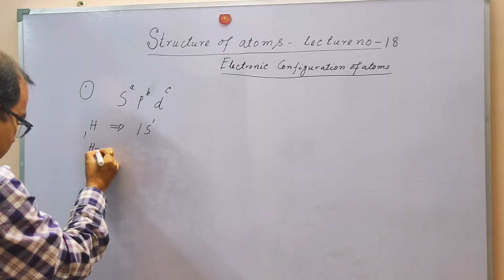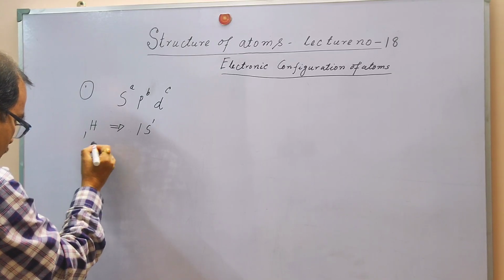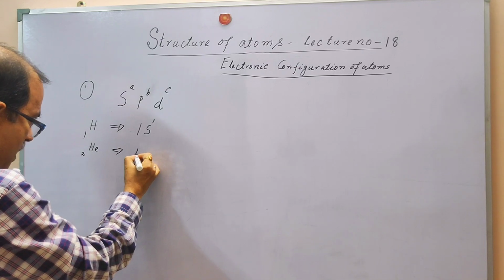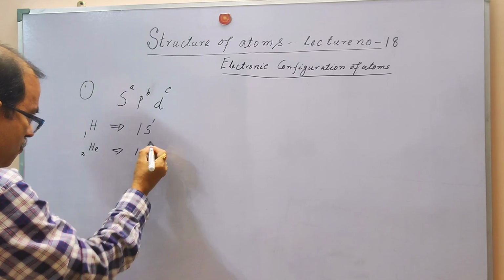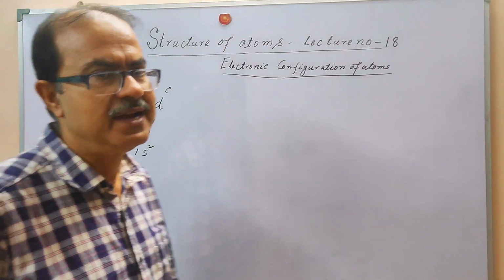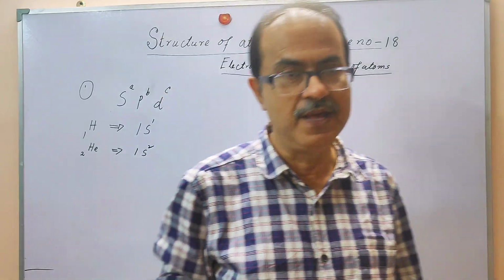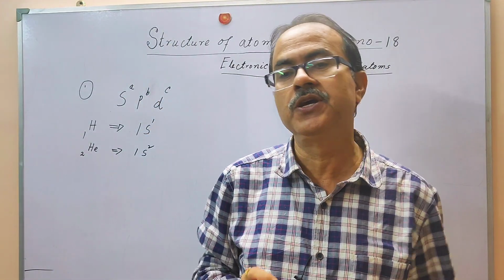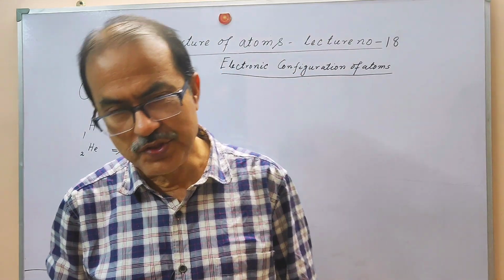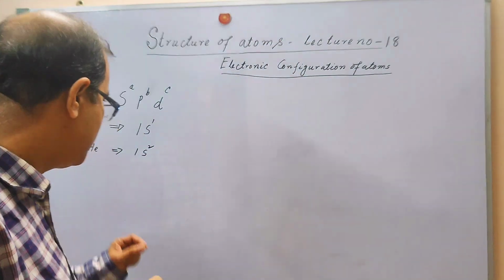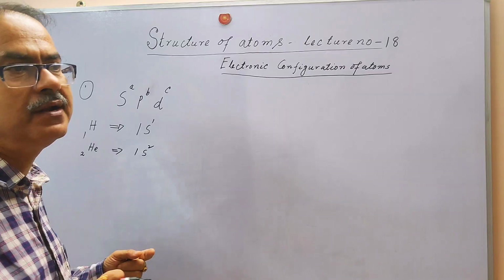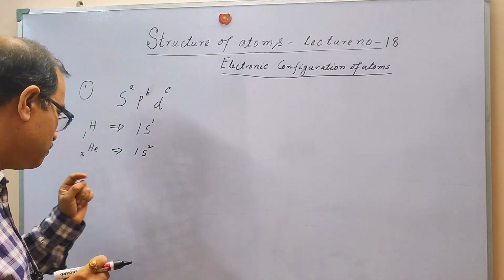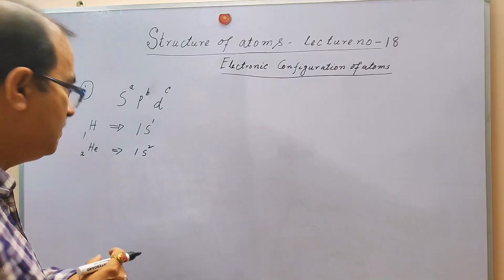The next element is helium. You can give 2, and it is 1s2. We know from Pauli's exclusion principle that any orbital can accommodate only 2 electrons. So there is space available for this. So in the 1s orbital, you have to put the other electron, that is the second electron in the helium element.